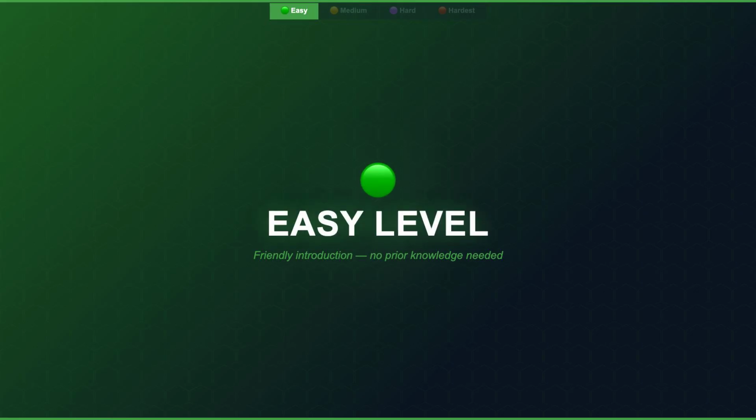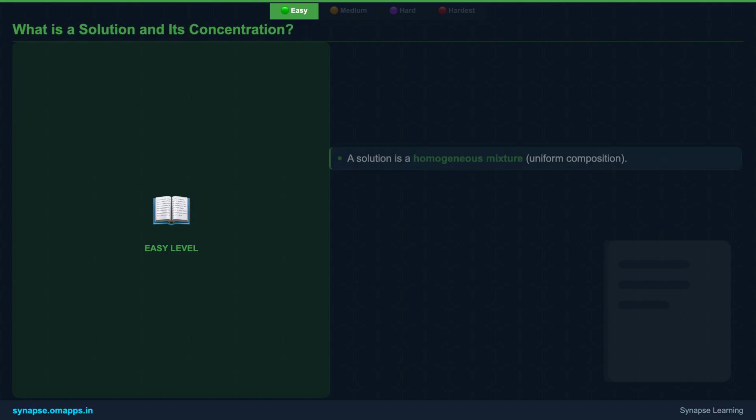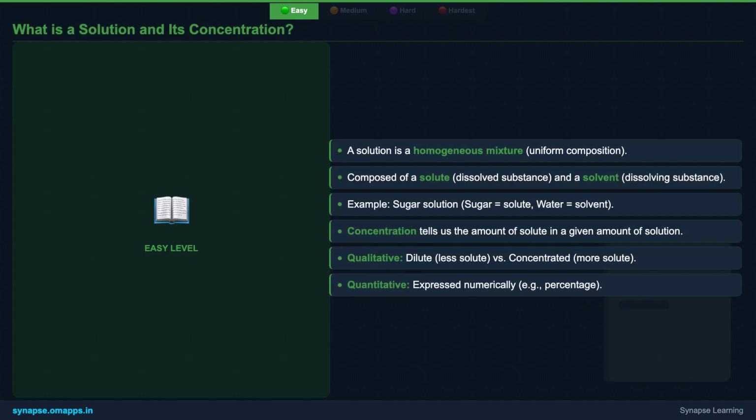Let's start with the basics. What exactly is a solution, and why do we even need to talk about its concentration? It's easier than you think. First, a solution is a special kind of mixture, a homogeneous one. This means everything is uniformly mixed, like sugar in water. We have two key players, the solute, which dissolves, and the solvent, which does the dissolving. Think of sugar as the solute and water as the solvent.